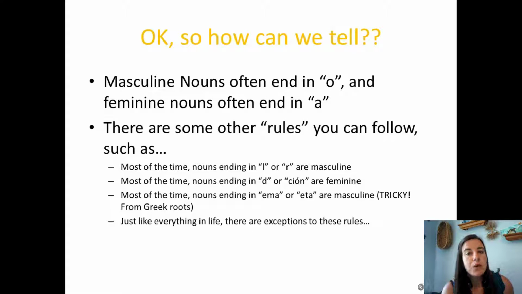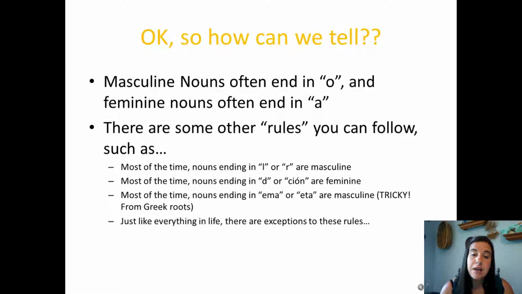Okay, so how are we going to tell if a noun is masculine or feminine? Well, the one simple rule that a lot of people like to follow is that masculine nouns often end in O, and feminine nouns often end in A. But there are some other rules that you can follow to figure out if the noun is masculine or feminine, because of course there are going to be exceptions to those rules, and not all nouns end in either O or A. Some nouns end in other letters, and there has to be another way to tell.